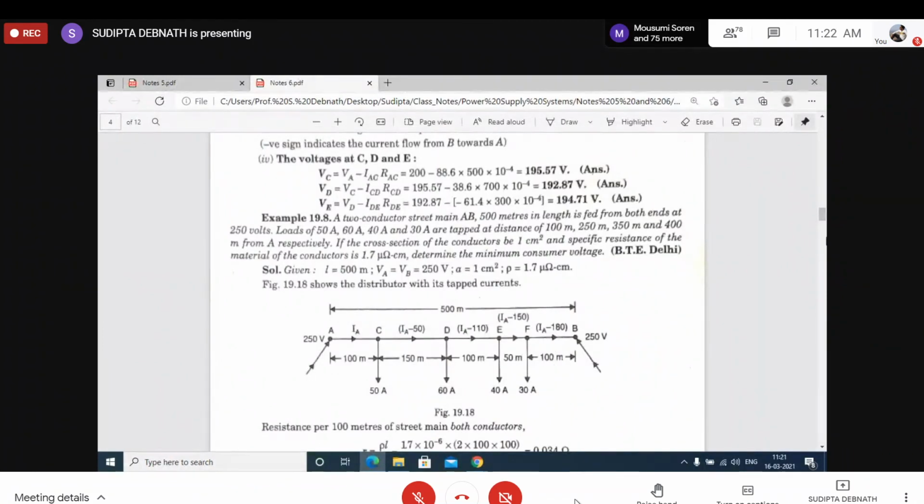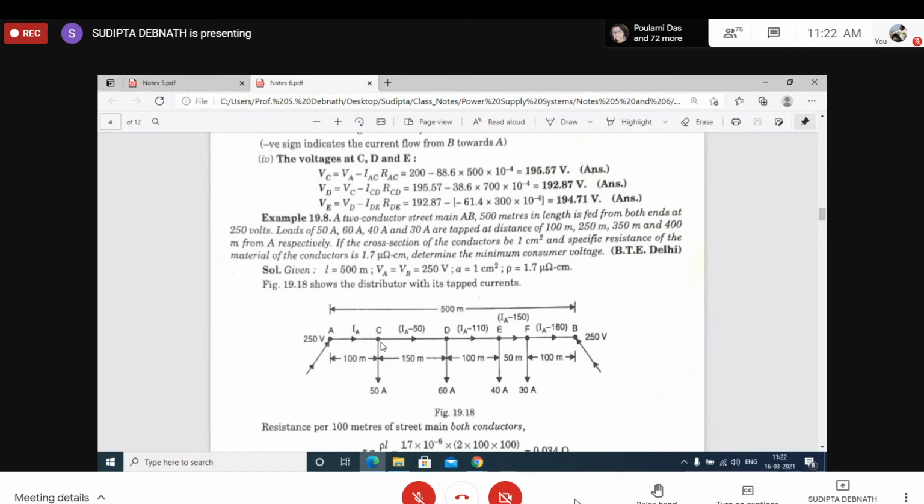Clear? So now you find the volt. So only one unknown. IB they have not considered. No need of considering IB also because IA minus 180 will be equal to IB. Now they have found out the voltage drop in different sections. You can easily find out because rho L by A. Rho is given, A is given. L you have to consider for individual sections. And don't forget to multiply by 2. This is very important.